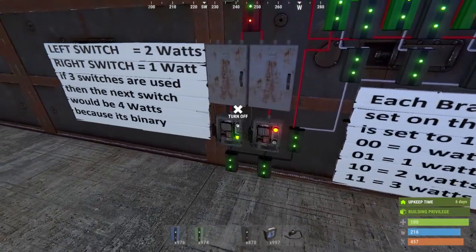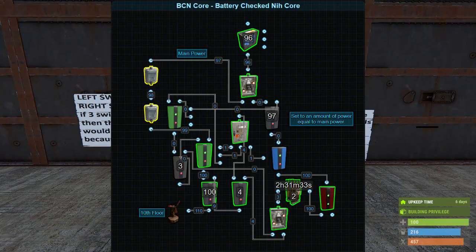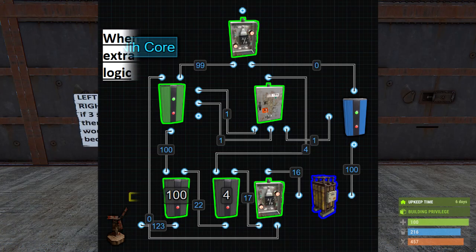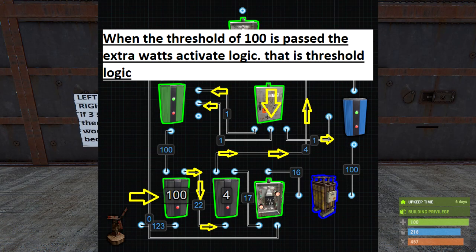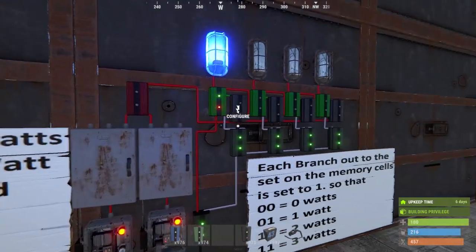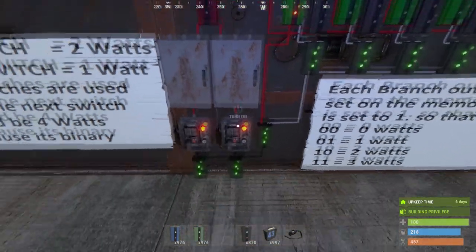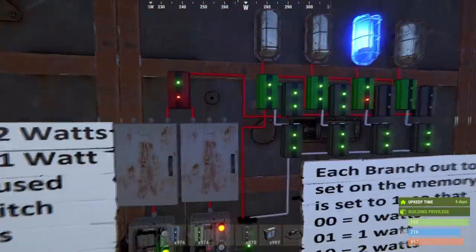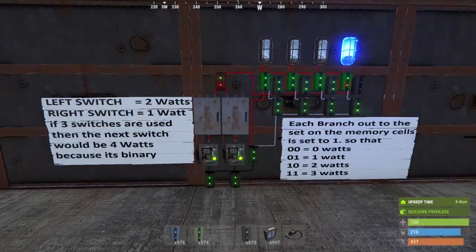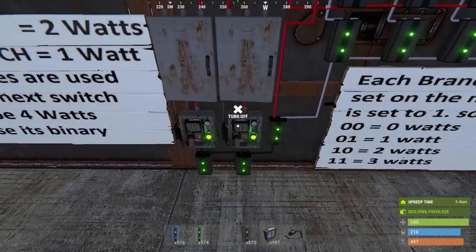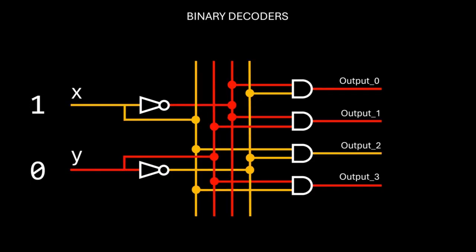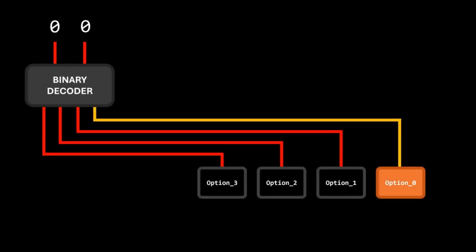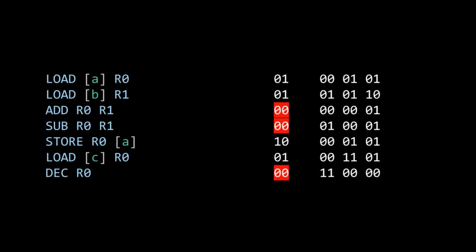And you've probably seen this many times on certain things like the BCN or the kneecore, because those actually do use threshold logic. By chaining branches together, we can use threshold logic to build an analog decoder, selectively setting memory cells or outputs based on voltage levels represented in base 2 form. If you understand decoders, you understand control. And control is what turns wires into systems.